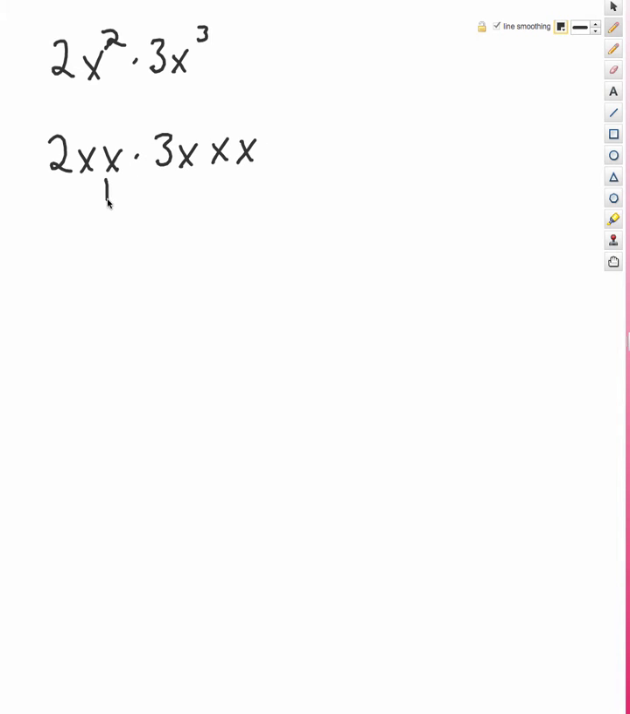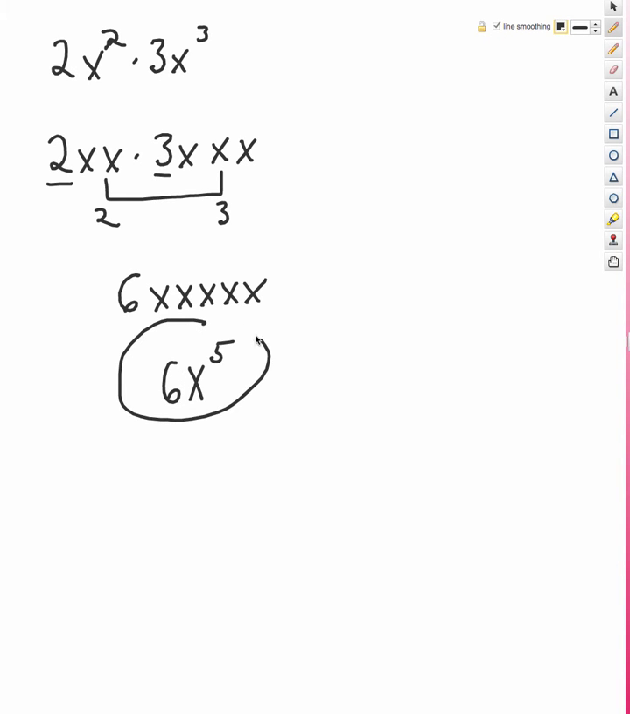So in effect, we have 2 x's over here, 3 x's here, or 5 x's total. This can also be written as x to the 5th. Lastly, I will just multiply the constant terms. 2 times 3 is 6. And carry that down for my result of 6x to the 5th.